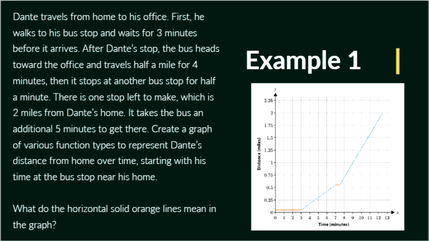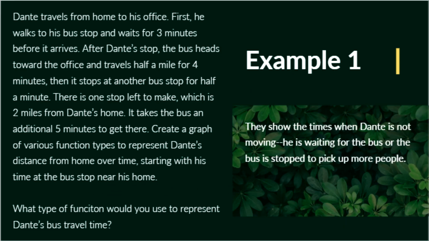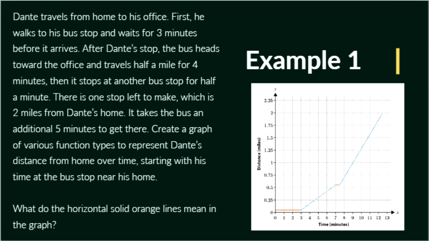Okay. So here's the graph that they created. This is waiting time. This is waiting time. These orange lines. What do the horizontal solid orange lines mean? These are waiting times. Okay, so they show the times when Dante is not moving. He's waiting for the bus, or the bus has stopped to pick up more people.